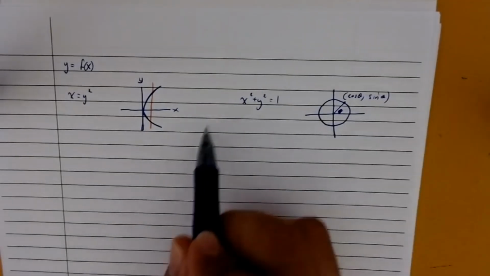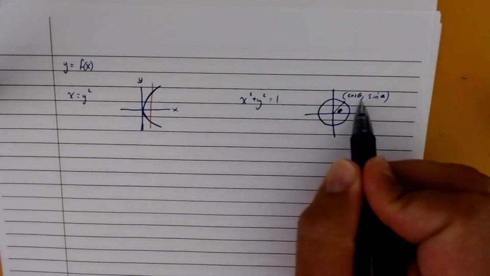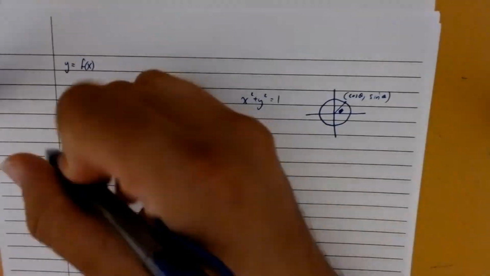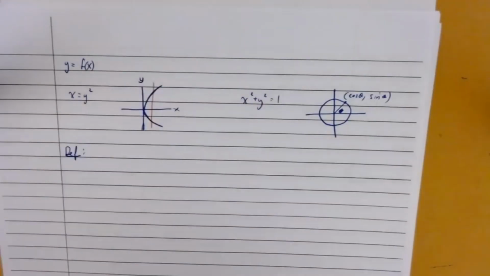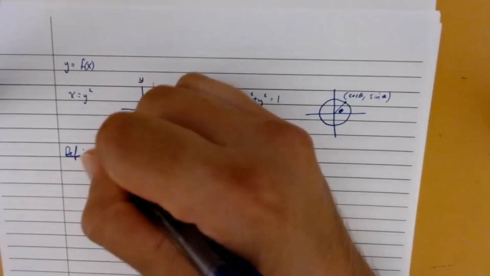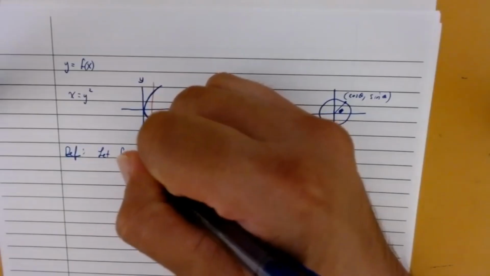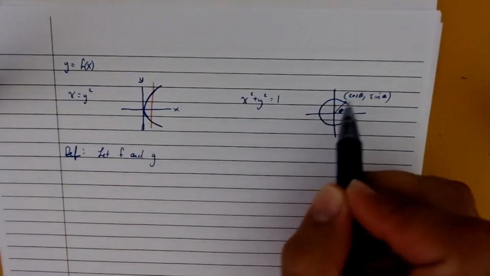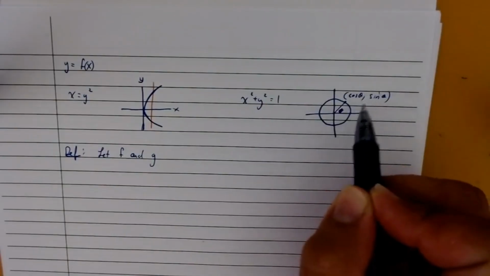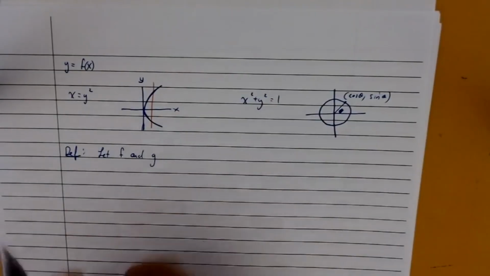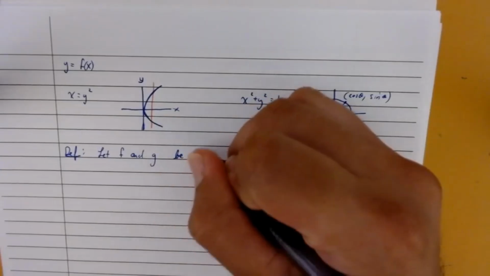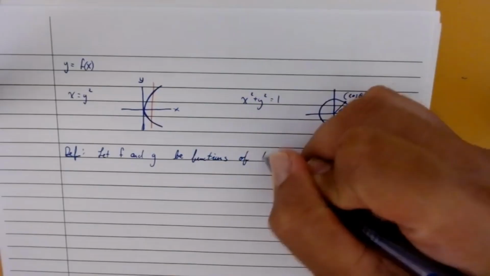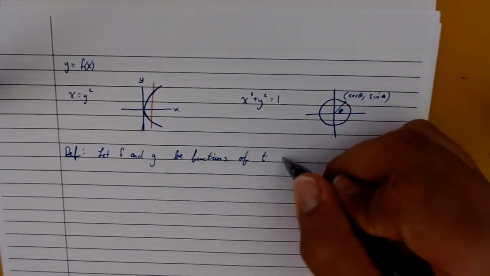A parameterization is treating the x and the y not as functions of each other, but as functions of some other variable called the parameter. So let's formally define what we mean. Here, definition, let's begin with a couple of functions. Let f and g be functions of some variable which we'll call t. We can use theta, we can use w, any letter we like. However, t is a fairly traditional variable for these functions. Let f and g be functions of some variable t, where t is on an interval I.